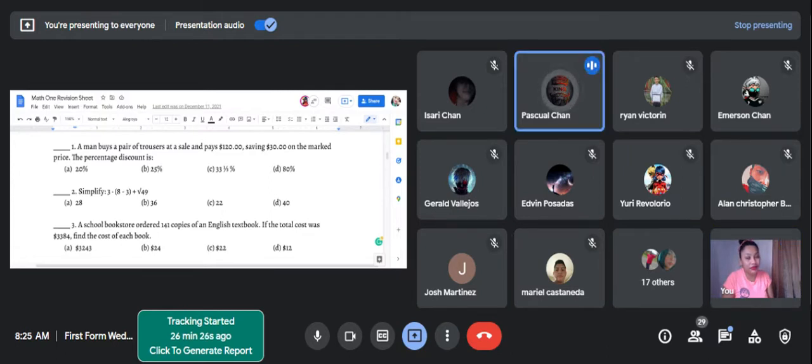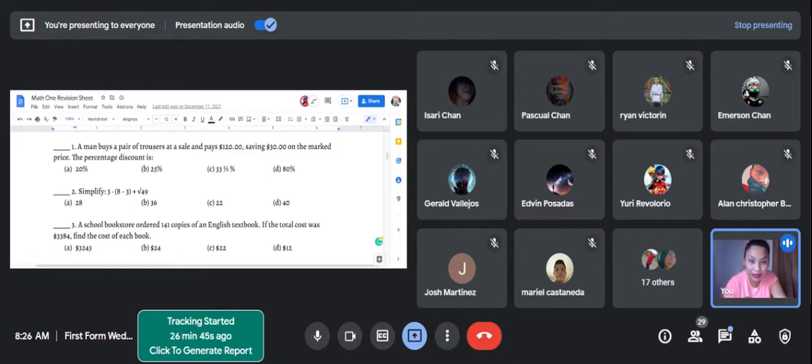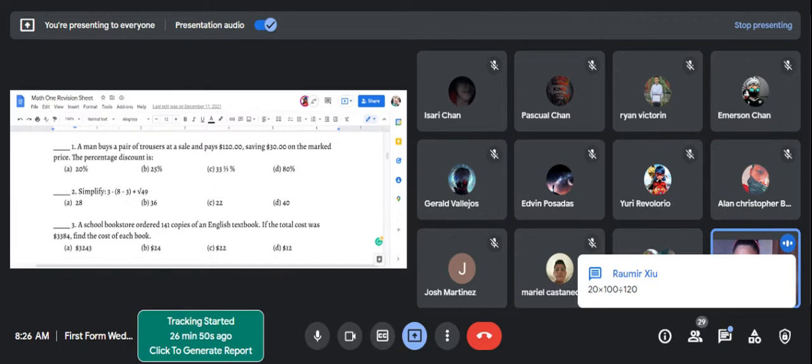You 30. Only the 30? Or the 30 over something? 30 over 150. Why over 150? Because 150 is the total price. Very good. Very good. So now let me show you guys because I'm pretty sure that some of you are still not seeing.